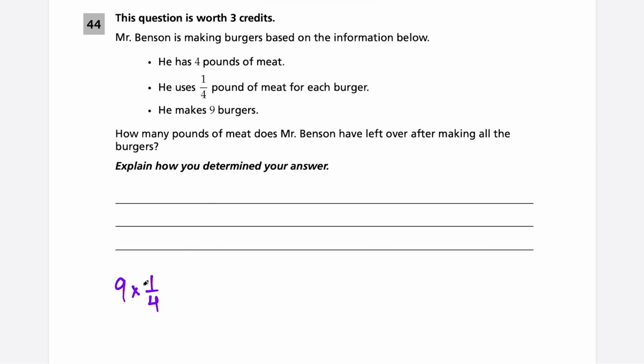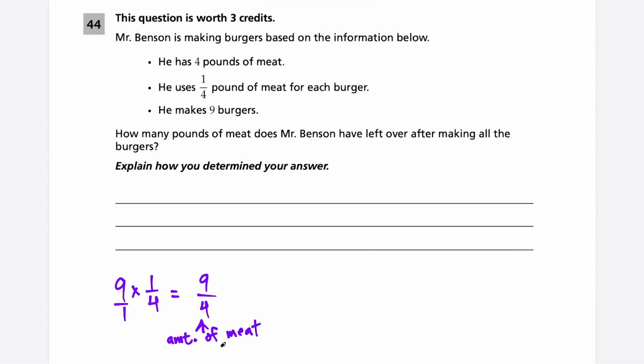So when we multiply a whole number by a fraction, we could write the whole number 9 as 9/1. And now to multiply fractions, we're going to multiply the numerators and the denominators. So I'm going to do 9 times 1 is 9, over 1 times 4 is 4. And then from here, we have this much meat being used. Okay, so this is the amount of meat that is used. So the amount, I'll just abbreviate, of meat that is used.